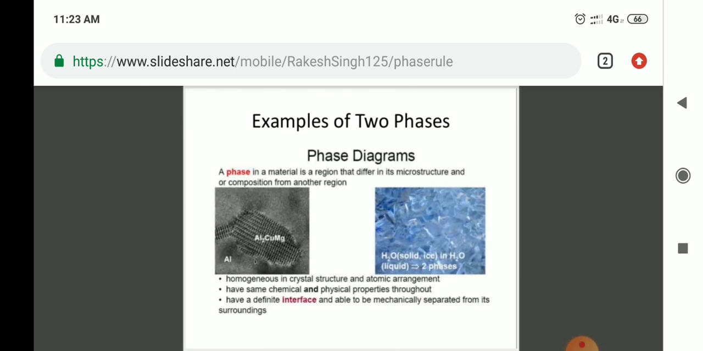Next is an example of two phases in a phase diagram. A phase is a material in a region that differs in microstructure and composition from another region. In diagram A the phase is homogeneous in crystal structure and atomic arrangement, having the same chemical and physical properties throughout, having a definite interface and able to be mechanically separated from its surroundings.